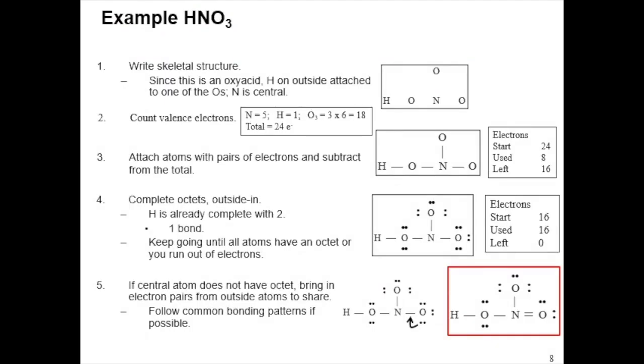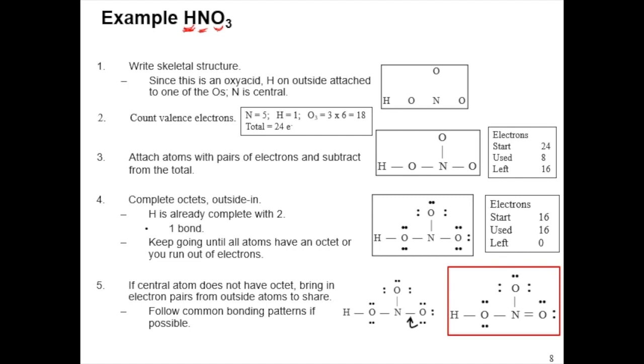Now let's try another example, which is HNO3. How can we draw the structure of HNO3? For drawing the Lewis structure of HNO3, we first recognize that this is an oxyacid. How do I know this is an oxyacid? Like I said previously, an oxyacid always starts with hydrogen. It consists of hydrogen, oxygen, and another non-metal, and since it starts with hydrogen, this is an oxyacid.